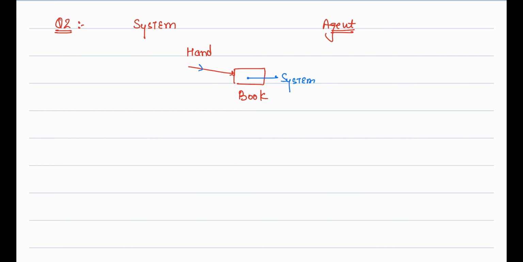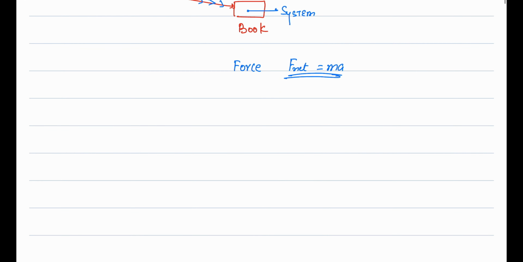And who is applying force? Your hand. This is your agent. Do you understand? System and agent. Clear? Now, as we learn about force, what did we learn? F net is equal to m times a. Clear? So here, what you need to understand is that we are applying forces in two ways.